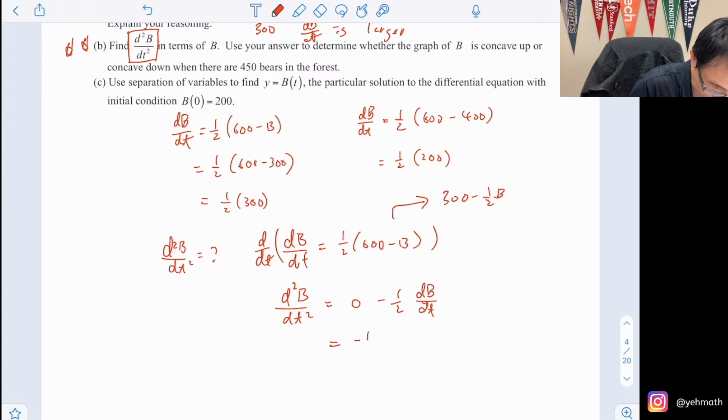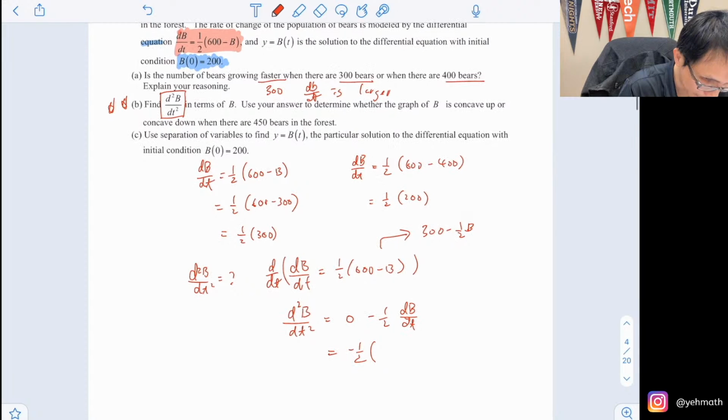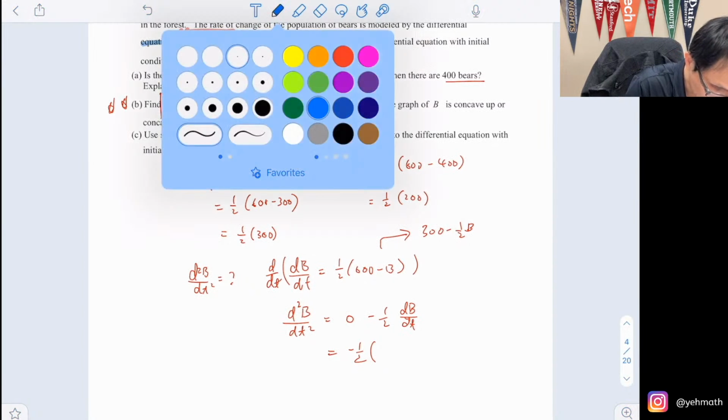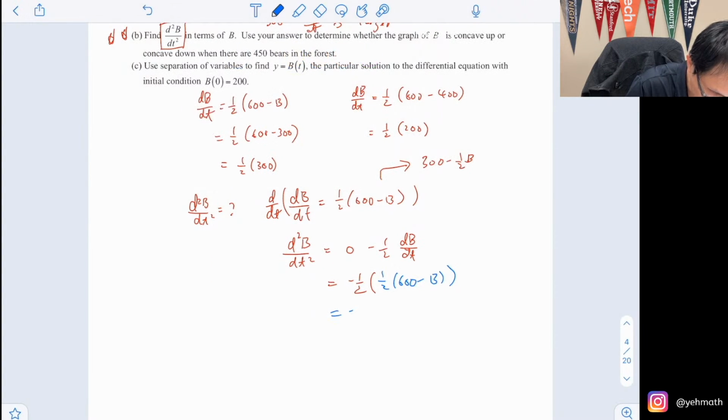And that's equal to negative half. Now dB/dt is what we have originally. So the rate is based on the original rate. The second derivative is based on the original rate. So therefore, I'm going to plug in this part, the 1/2 times (600 minus B), right? And then you went on to solve the problem. So that's equal to negative 1/4 times (600 minus B), where B is going to be 450. And that's the part I want to talk about. Negative 1/4 times 150. And it's concave down.